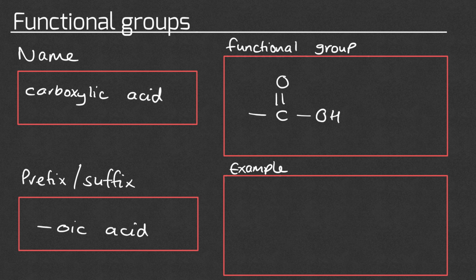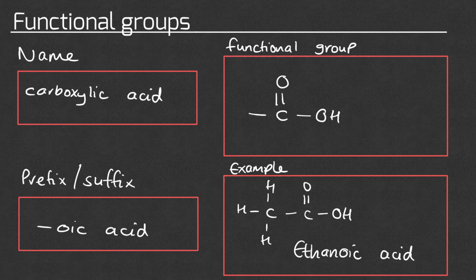The functional group for a carboxylic acid is a carbon double bonded to an oxygen with an OH attached to the same carbon. So this is all one functional group. It's not, for example, an aldehyde or a ketone joined onto an alcohol. This entire thing is one functional group. Like with the aldehyde, because there's only one direction the rest of the chain can come off in, this will always be at the start or the end of a molecule. So for example, this would be ethanoic acid.